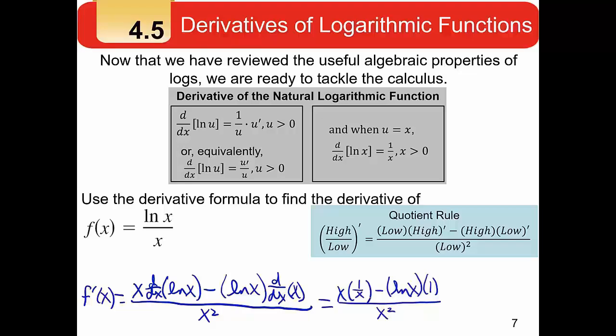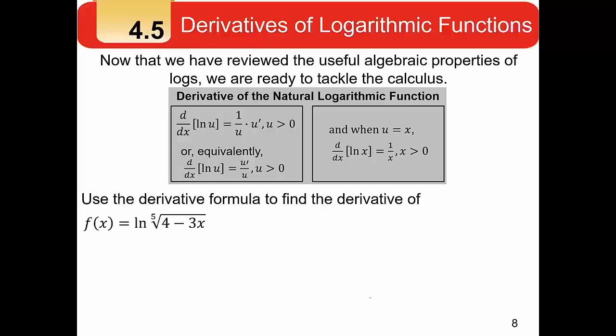And 1 times log x is just log x, so you end up with 1 minus the natural log of x over x squared. Again, you're overall doing a quotient rule, but within that quotient rule, you have to use the derivative of the natural log formula. It's not difficult, but it probably is going to require you to practice a bit to get used to the ideas.